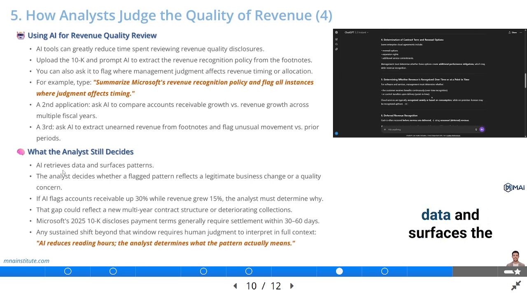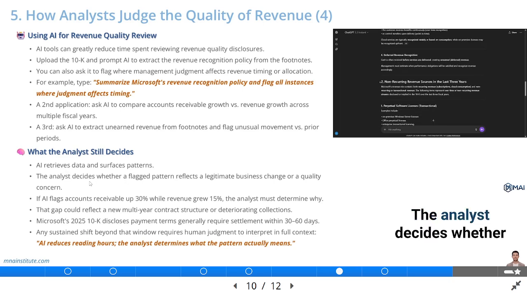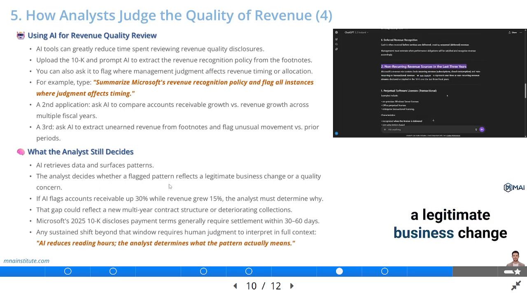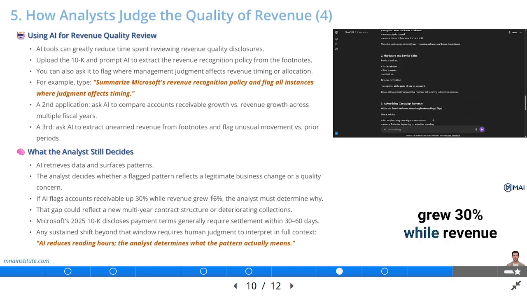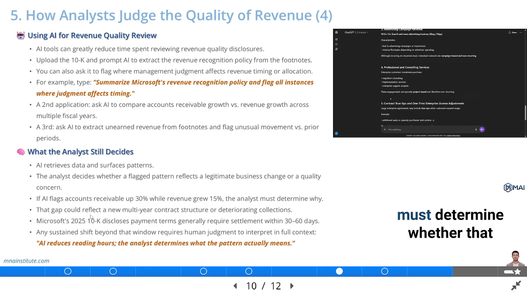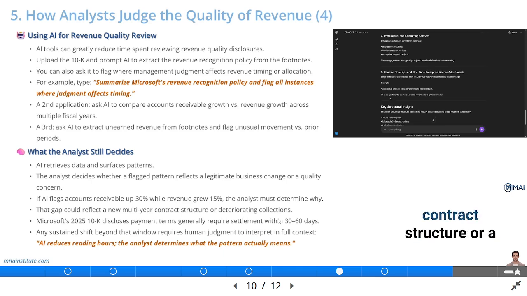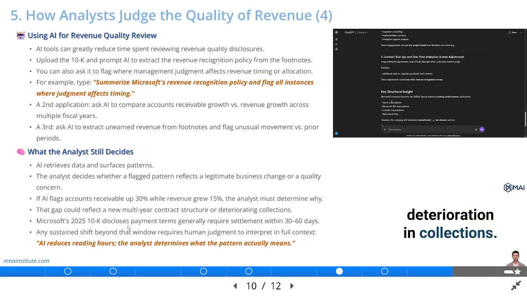AI retrieves the data and surfaces the patterns. The analyst decides whether a flagged pattern reflects a legitimate business change or a genuine quality concern. For example, if AI identifies that accounts receivable grew 30% while revenue grew 15%, the analyst must determine whether that reflects a new multi-year contract structure or a deterioration in collections.